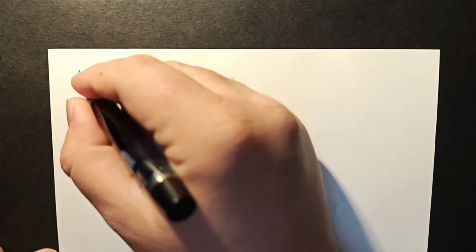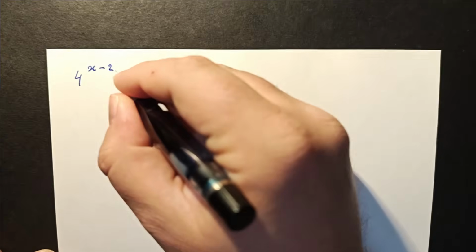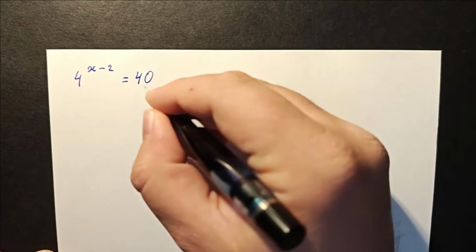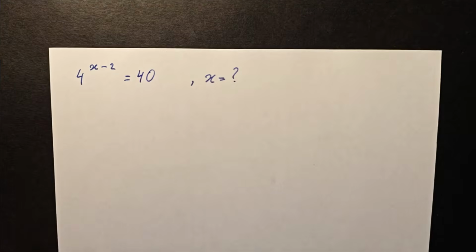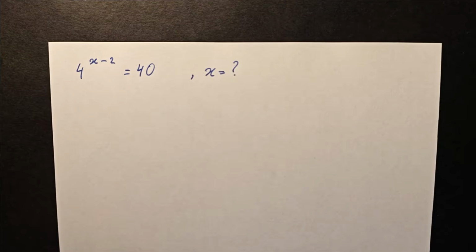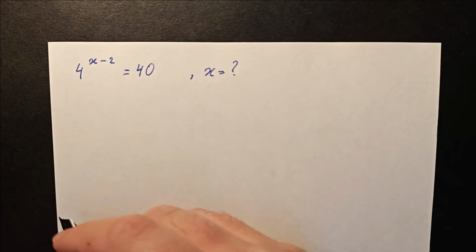The problem we are going to solve today is the equation 4 to the power of x minus 2 is equal to 40. We have to find the value for x. First, I will show you how to solve this problem the fastest and the most efficient way.